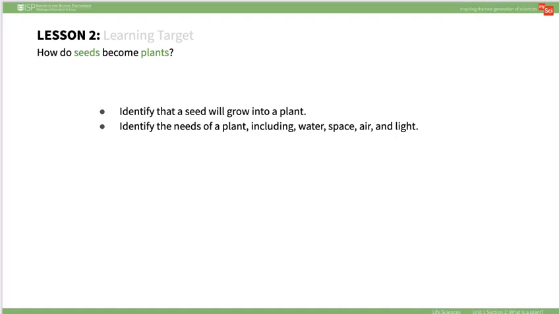By the end of this lesson, students will have made observations of seeds, read a book, and watched a video to identify needs of a plant and identify that seeds grow into plants.